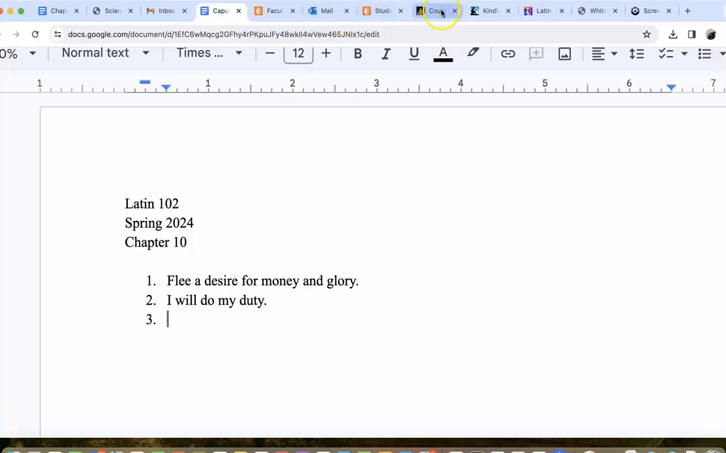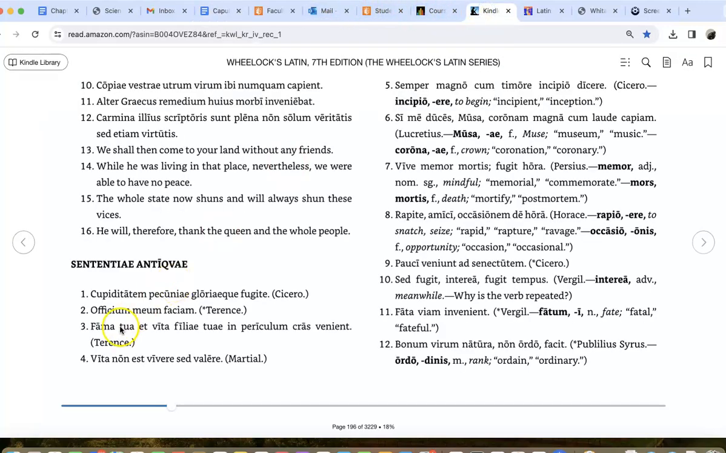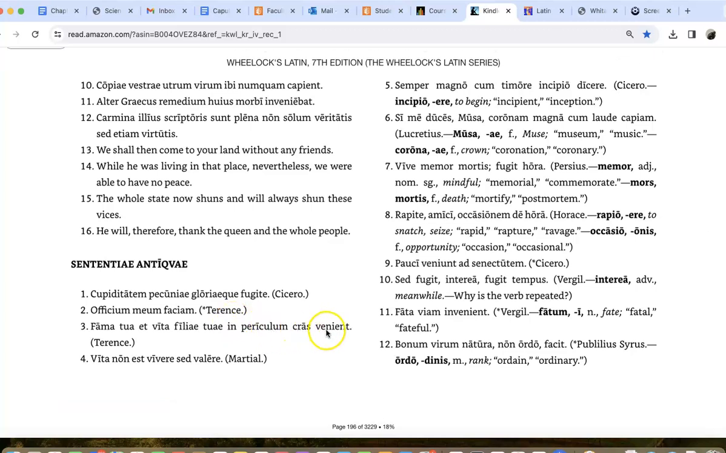So, let's take a look at number 3 here. Fama tua et vita filiae tuae in periculum cras venient. Now this one's a little bit tricky. We're getting to the point now where you and I sometimes have to look up words. In fact, not sometimes, a lot of times. Because now that we have the present tense, the past tense, and the future tense, if we make mistakes in the tenses, you would lose points on the test for the wrong tense. So this one is future tense.